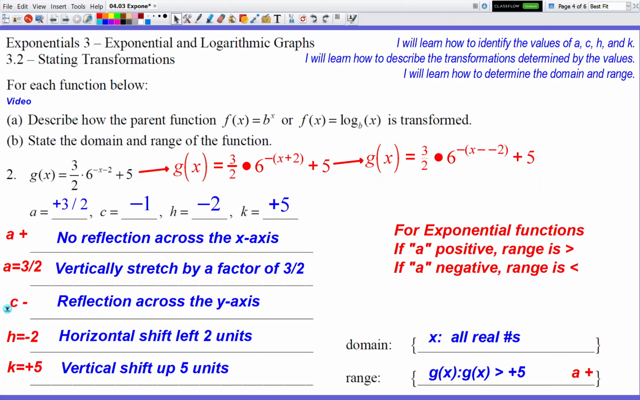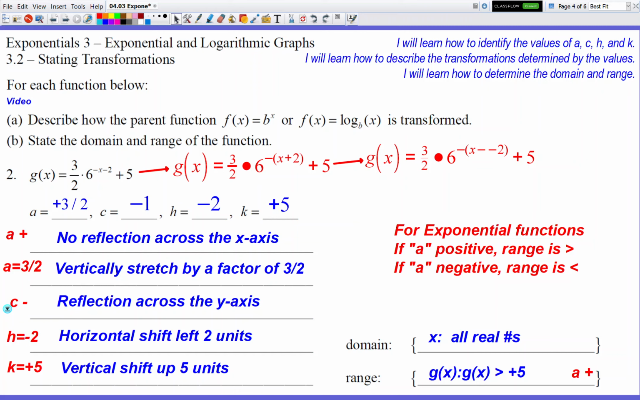And then once I get my a, c, h, and k, I can write my sentences. The main one you want to focus in on this time is a value is 3 over 2. And 3 over 2 is bigger than 1. So that's why I changed it to vertically stretch. My a value was positive, so that's why I write no reflection. If a value was negative, I would just write reflection. So keep that in mind.